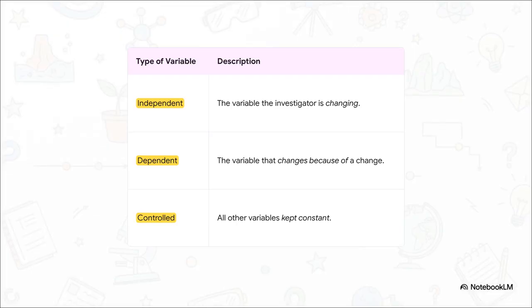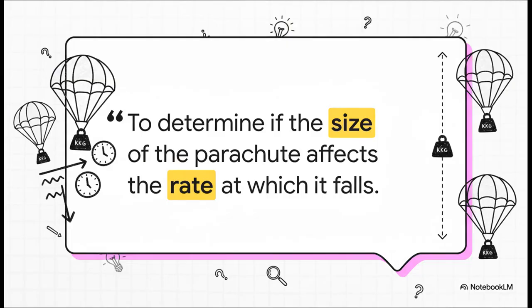And the key to any good experiment is understanding variables. This table breaks it down perfectly. The independent variable, that's the one thing you change on purpose. The dependent variable, that's what you measure. It's the effect you're looking for. And the controlled variables, that's everything else you have to keep exactly the same to make sure it's a fair test. Let's make this real with an example.